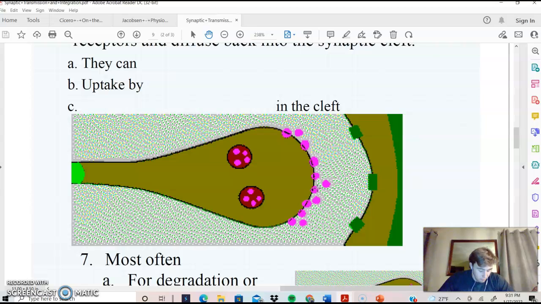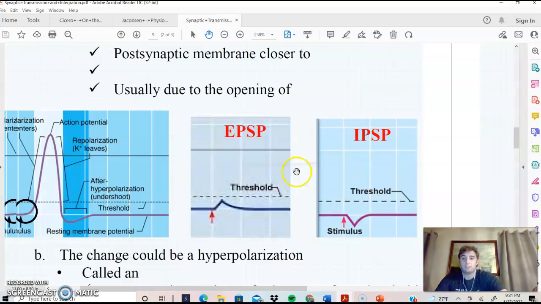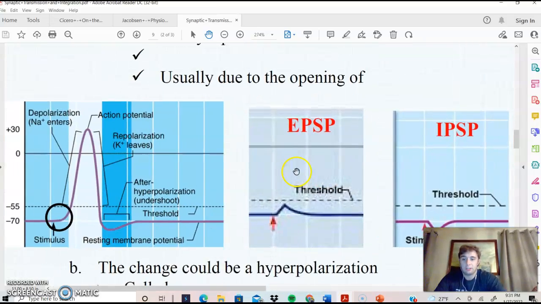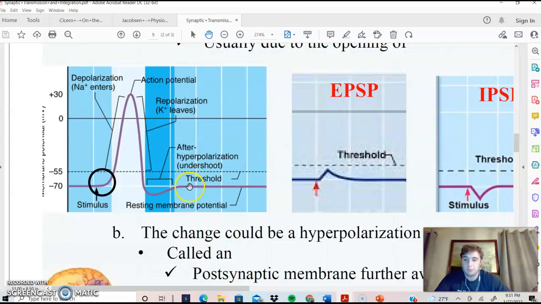Once those are reached and opened, that is when we get to our reaction here. Now this reaction is key that we know the details of. So the stimulus is the binding of the neurotransmitter to the chemically gated channel. That is our stimulus that brings us to threshold here.